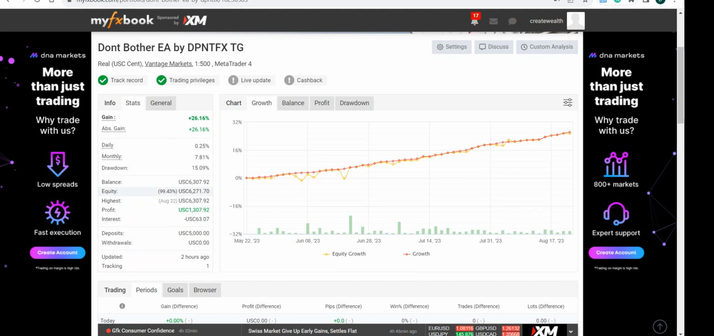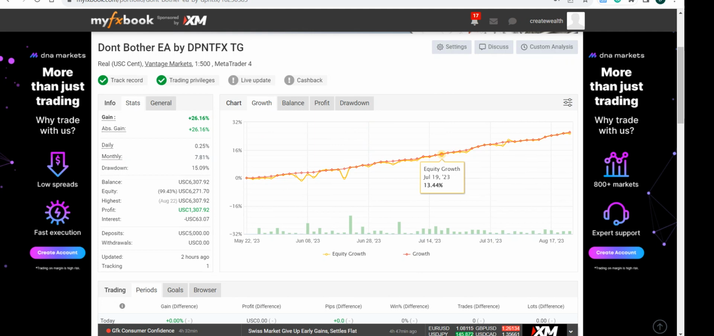The floating one, and monthly, it is 7.81% with a drawdown of 15.09% at the maximum. This happened at the very early stage, but yes, this is the maximum drawdown in the last 3 months, and the monthly profitability is 7.81%.